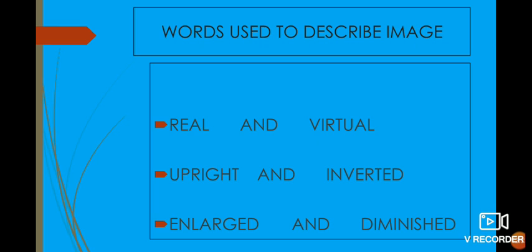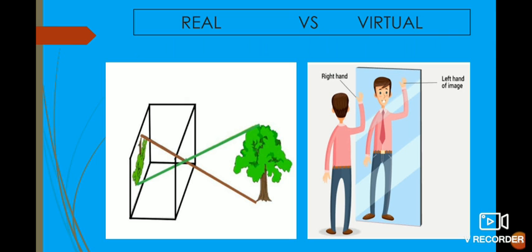An enlarged image and a diminished image, or it could also be of the same size. Enlarged means the object is small but the image is bigger than the object. A diminished image means the object is big but its image is smaller. Or the image also could be the same size as we see in the plane mirror. Now let us understand each of these words with the help of some pictures.